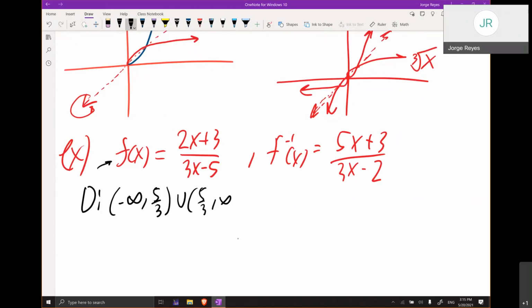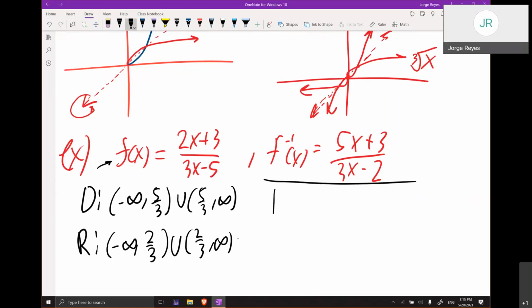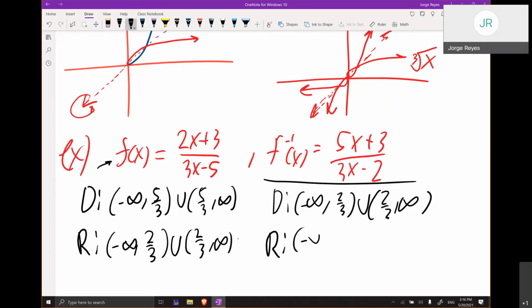Okay. Now, if we find the range of this function, okay, which we could if we graphed it, okay, but it's going to be not 2/3. Okay, but now if I look at the inverse function, if we look at the domain of the inverse, it's not 2 over 3. Okay, my bad. Yeah, 2 over 3. 2 over 3. And if we look at the range of the inverse function, it's not 5 over 3.